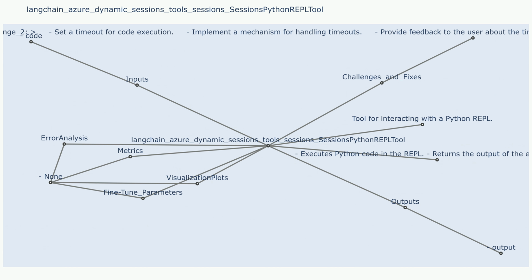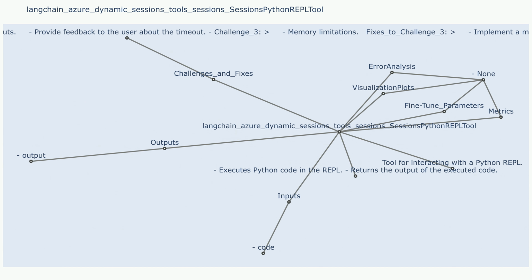Challenge 1: unintended side effects. Executing code within the Python REPL might unintentionally modify variables or functions in the session's environment. Sample use case that resulted in challenge 1: a user inadvertently assigns a new value to a variable that was previously used in another part of the conversation.